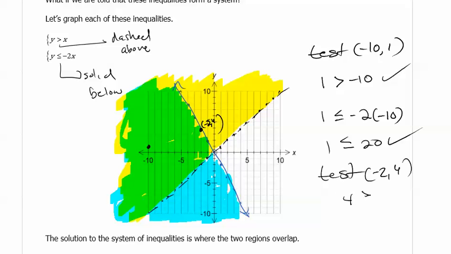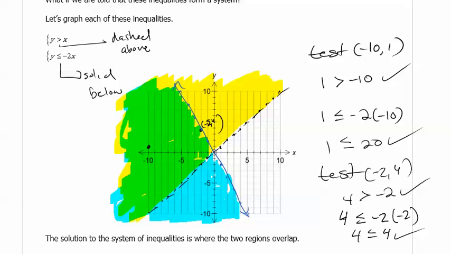So 4 is greater than negative 2. That's true. And I'm going to replace y this time in the second inequality. So that's going to be 4 is less than or equal to negative 2 times negative 2. So 4 is less than or equal to 4. And that is actually true. Okay, so both of these points satisfy the point on the boundary and the point that's in the region.